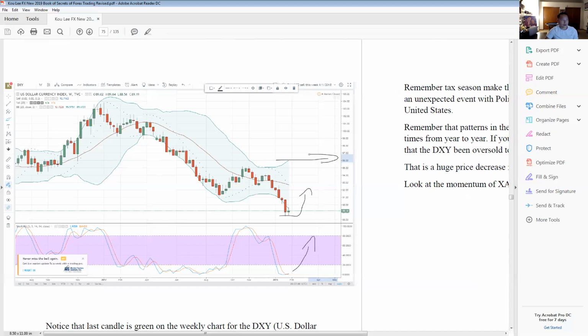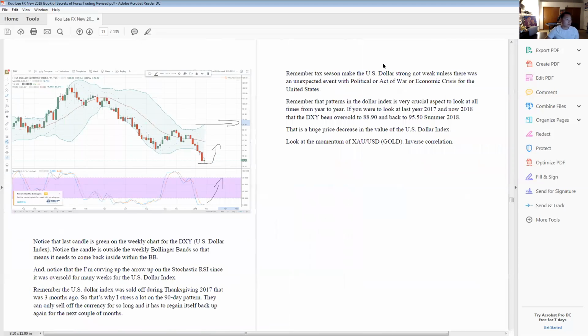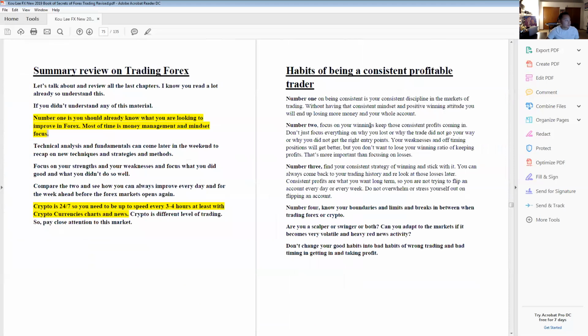Let's see here. Let me zoom back out. Oh, summary review. That's something to take a close reading of, because you have to dive into what chapters you need to learn more about, what you really need to focus on.